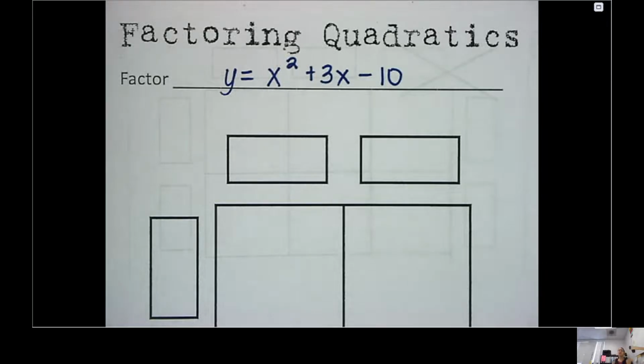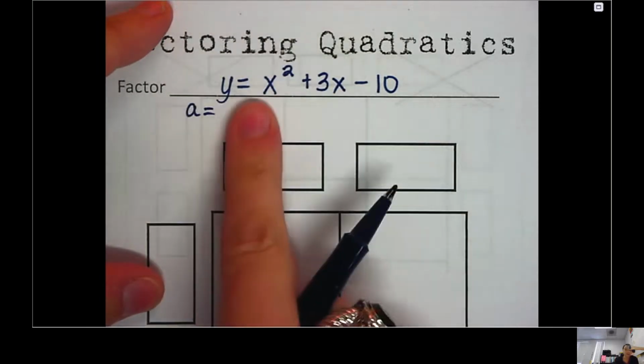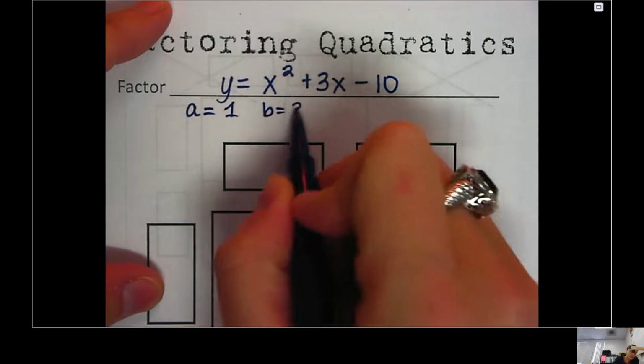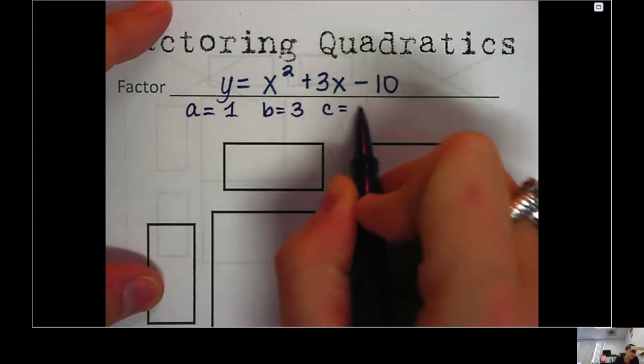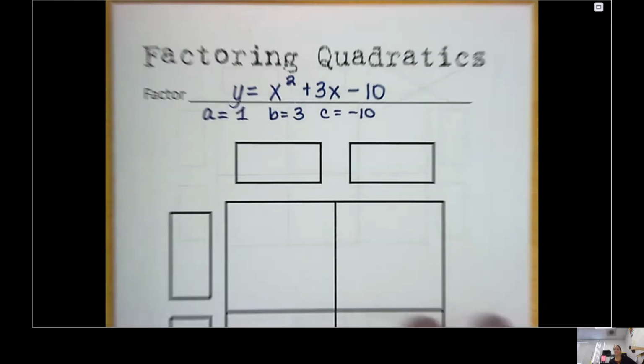First thing we're going to do is just like what we've done before, we're just going to identify our A, B, and C values, and we're going to write them out. So our A value is 1. B is 3. And C is negative 10. Perfect. Okay, easy peasy so far.